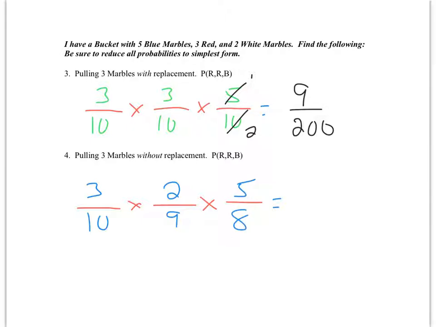So therefore, before I multiply, I'm going to, you got it, cancel. So let's cancel the 3 and the 9. 2 times 5 is 10. It looks like I now have all 1s up top, so 1 times 1 times 1 is 1. And on the bottom I have 3 times 8, which is 24.